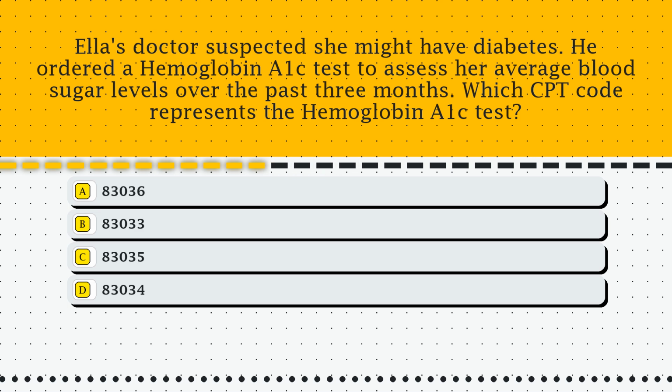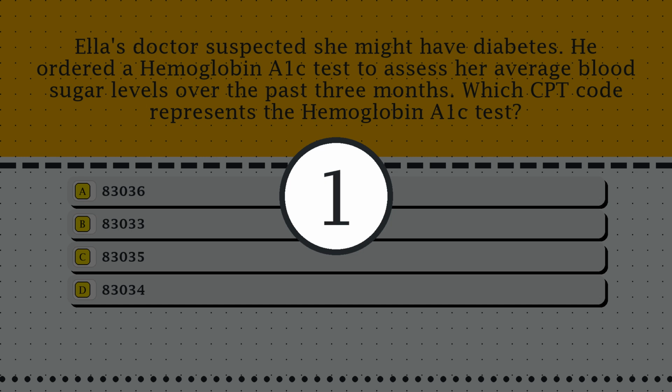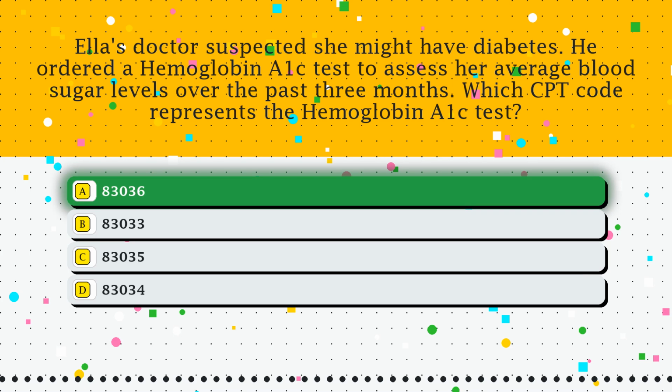Option A, 83,036. Option B, 83,033. Option C, 83,035. Option D, 83,034. The correct answer is option A, 83,036.